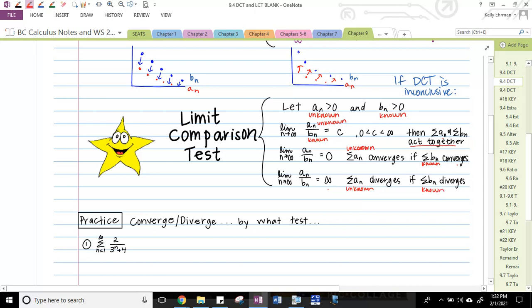Okay. Limit comparison test, it should be try or at least think about DCT. I always show a comparison step. And then if I realize that that comparison step isn't going to help me at all, then I switch to setting up LCT. Simple as that. Both of them start by comparing your known and unknown series.